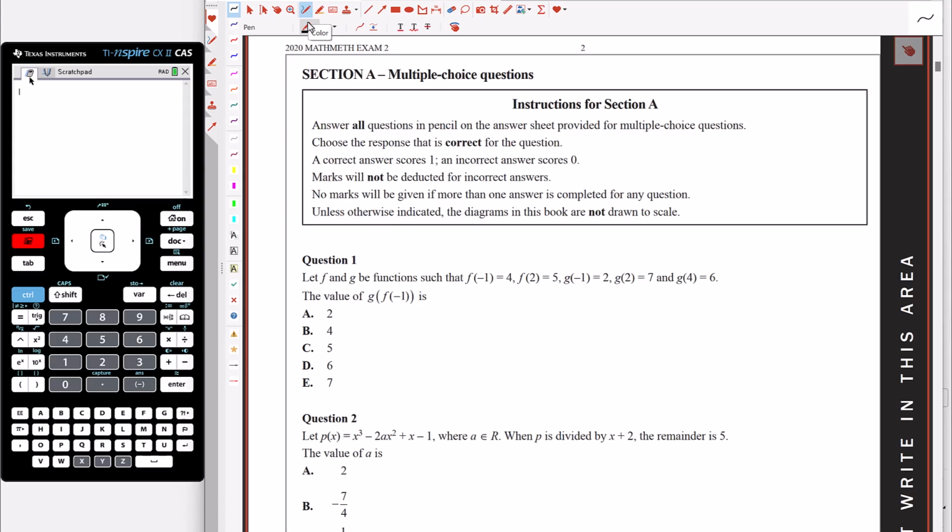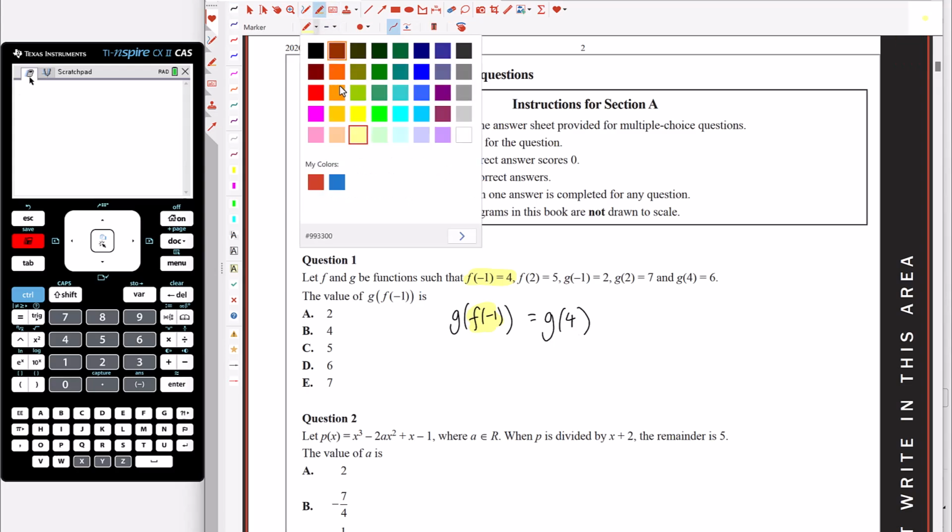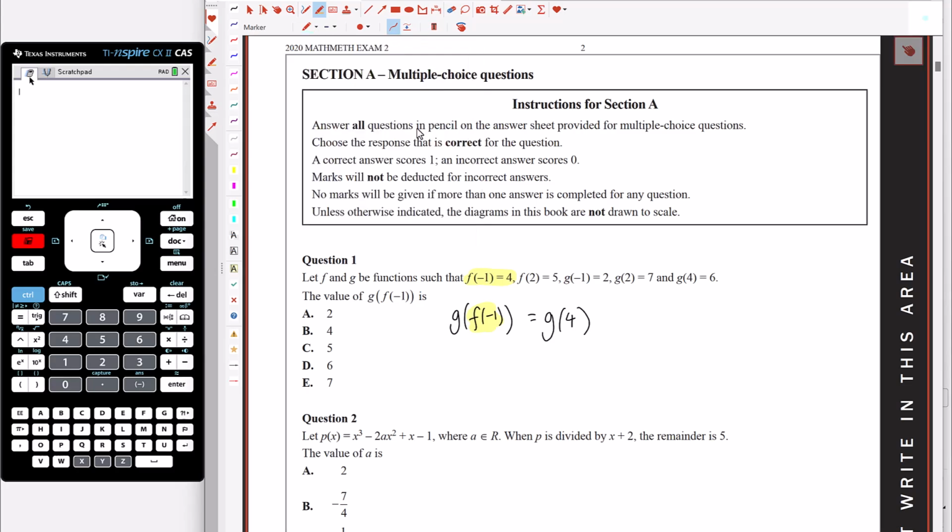So let f and g be functions such that, okay, we've got essentially a whole lot of points on f and g, and the value of g of f of -1 is. Okay, so this is just working through composite functions. So g of f of -1, obviously f of -1 is equal to 4, so this is the same as g of 4, and we've been given that g of 4 is equal to 6, and therefore that will equal 6, and so option D.